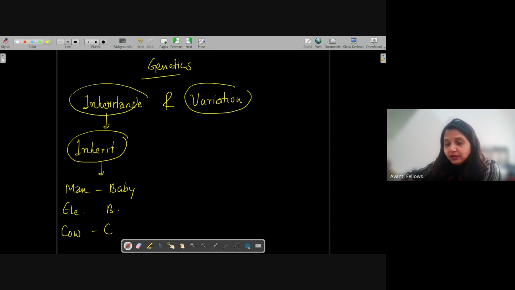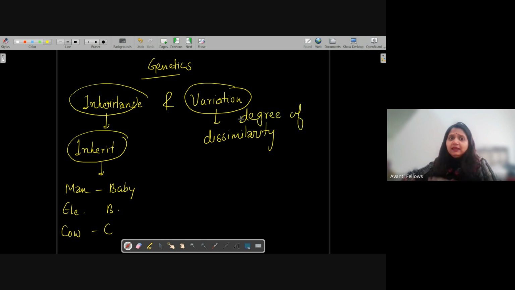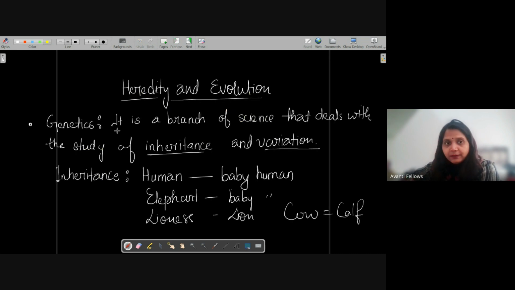And what about variation then? Variation is the dissimilarity. Actually, the degree of dissimilarities. Like in inheritance, I said that we look a kind of similar to each other. By that I mean that we have two eyes, our parents have that. We have a nose, a mouth, hands. This is called inheritance. And variation comes from the fact that I'm not a Xerox copy of my parent. Correct. So that is known as variation. So what's the complete definition? It is a branch of science that deals with the study of inheritance and variation.